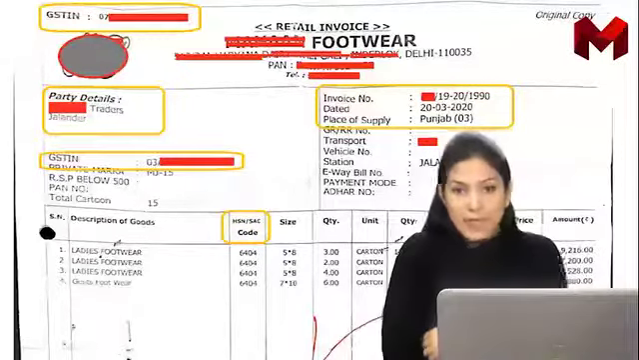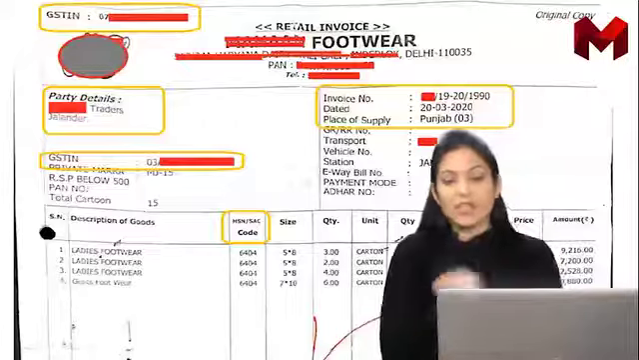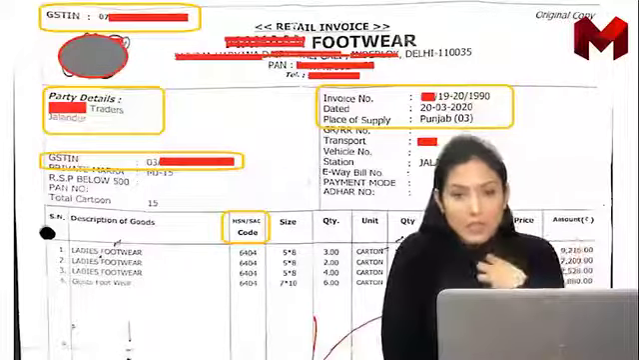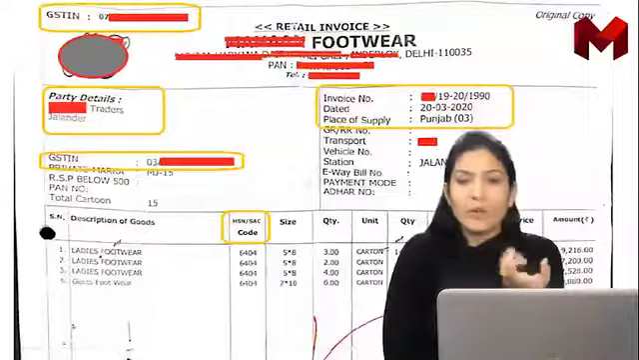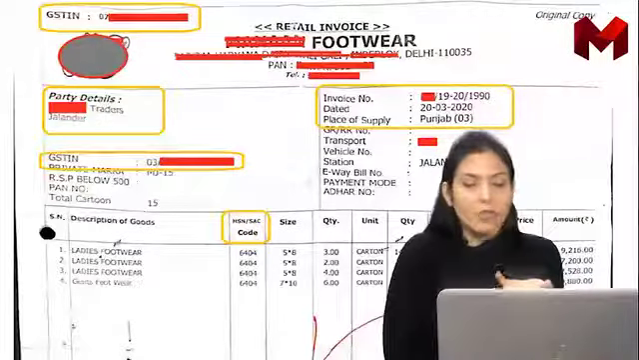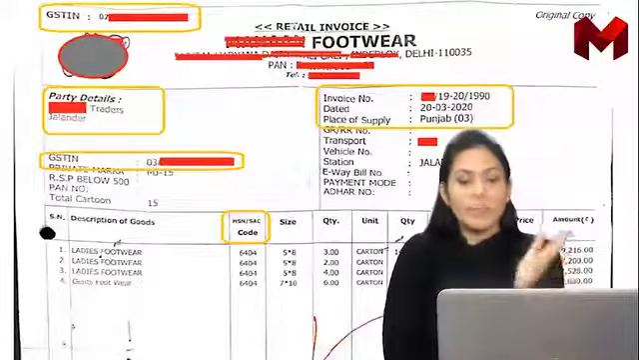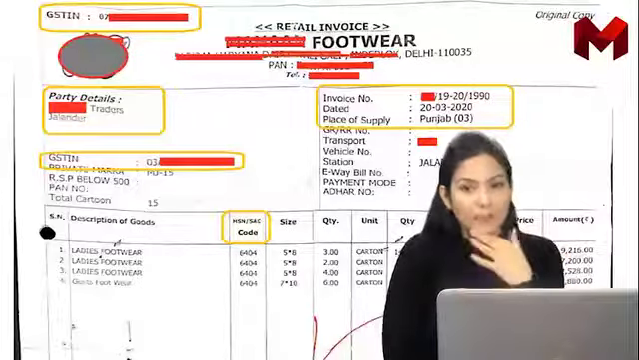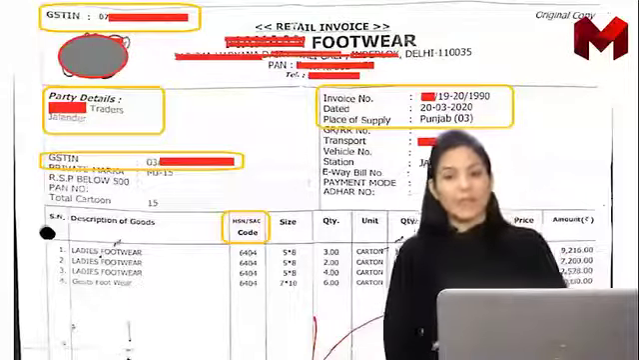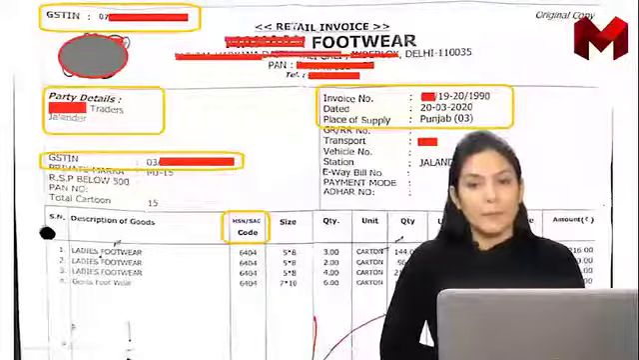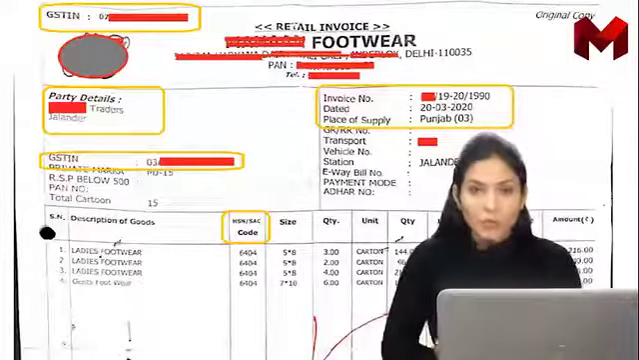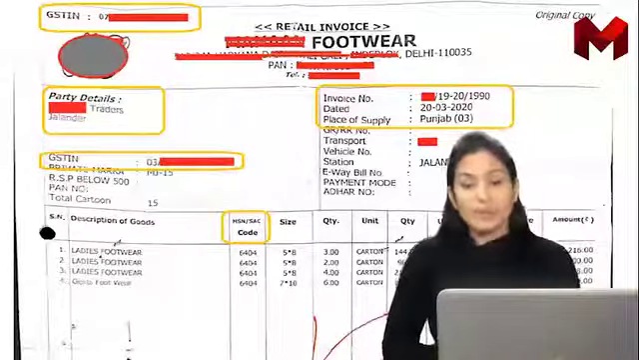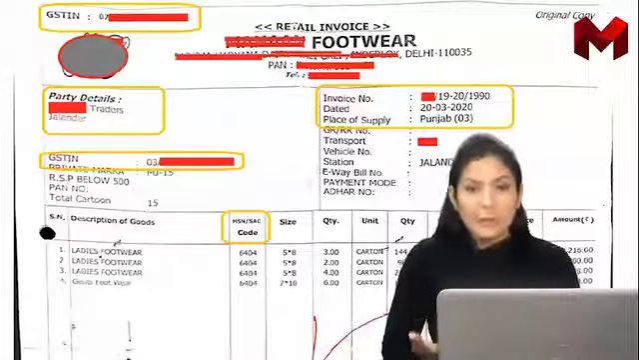Then the invoice number is there. Dash dash footwear has issued an invoice to us, and his invoice series is dash 1920 1990. His invoice number and invoice date are there. Place of supply is Punjab. Now what is place of supply? Place of supply is very much clear from the words itself: the place where the goods are being supplied.